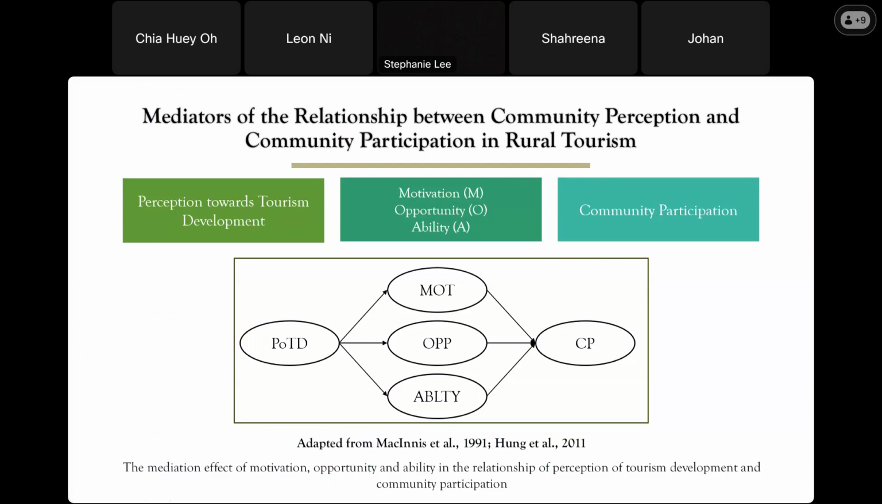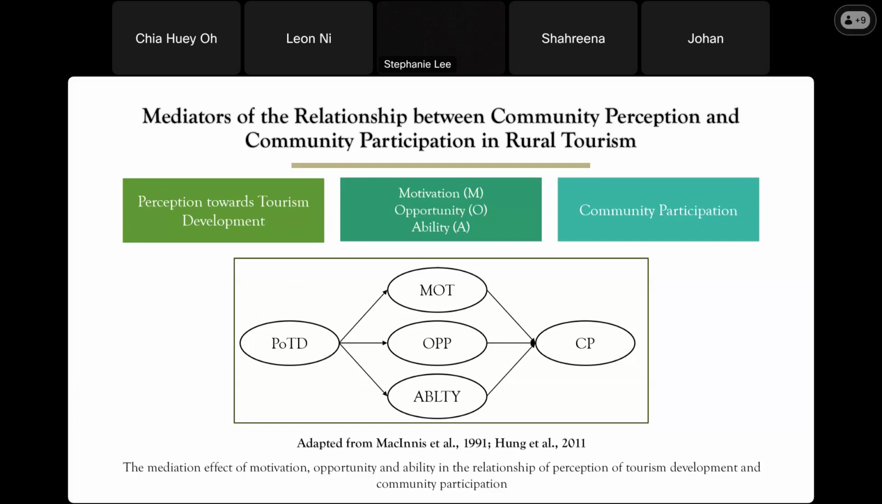Okay, so in this slide, I will present to you the research model for our study. It is actually quite common to link perception towards tourism development directly to community participation in previous literature. But this MOA model, the one in the middle, is a novel addition to the common research models used to explore community participation in rural areas.